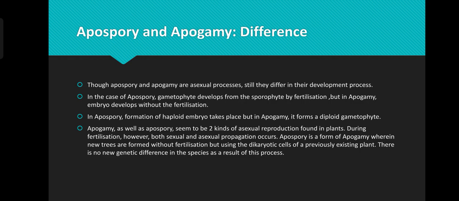propagations occur. Apospory is a form of apogamy wherein new plants are formed without fertilization by using the dikaryotic cells of a previously existing plant. There is no genetic difference in the species as a result of this process.